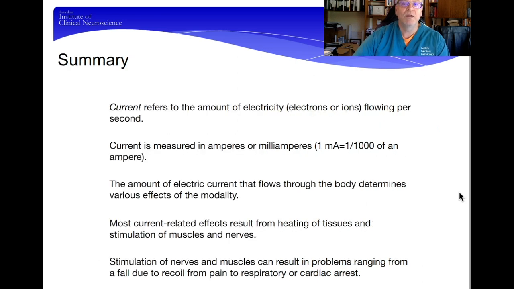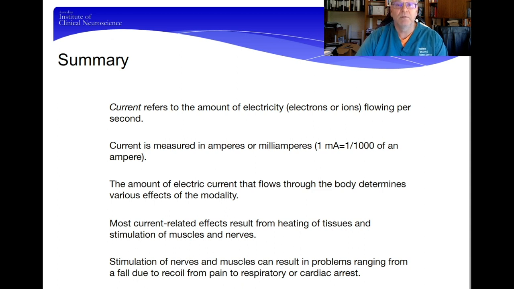Okay, so let's just summarize what we talked about. So current refers to the amount of electrons or ions flowing through a tissue per second. Okay, the current is measured in amperes or milliamperes, or usually we refer to it as amps to be short. So 1 milliamp is 1/1000th of an amp. Okay, and usually with the direct current machines, we're working in some degree of milliamps, 1 to 5, for instance, milliamps. So that's ranging from 1/1000th to 5/1000ths of an amp.